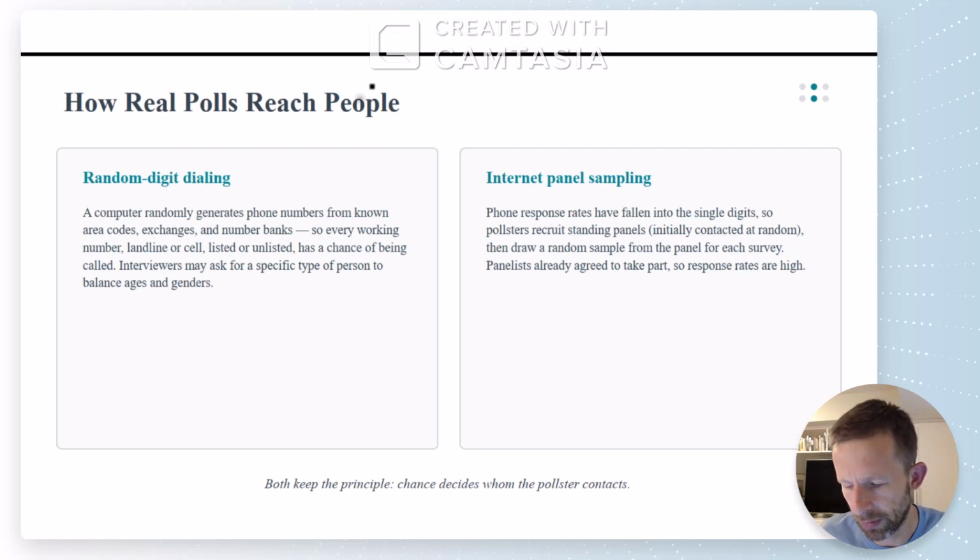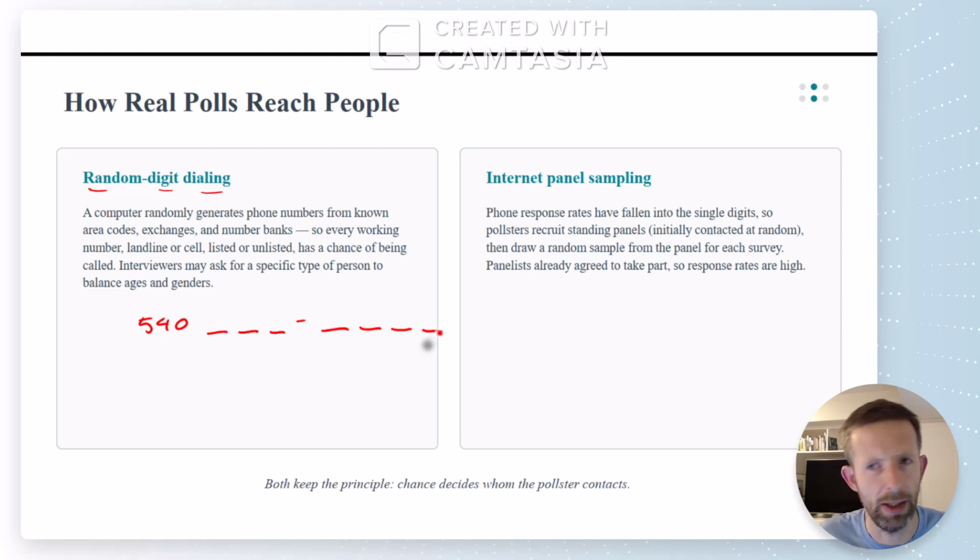How real polls reach people. So there's random digit dialing. For example, if the area code in Southwest Virginia is 540, you would dial 540 and then pick 7 random digits after that and make the phone call and ask the question, making sure that you're talking to someone who's relevant. So if you're looking for people in Southwest Virginia, you want to make sure that this person's not living in Ohio or anything like that.